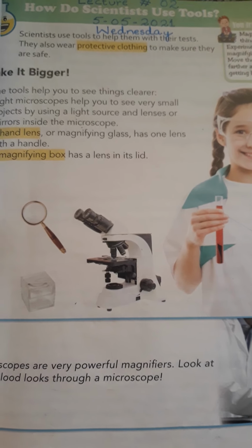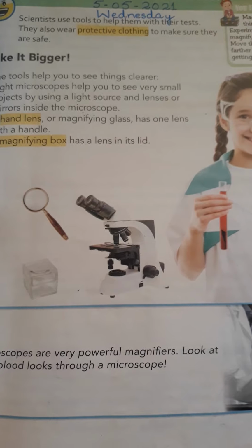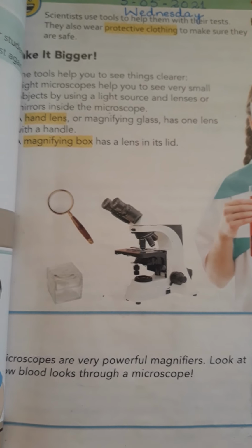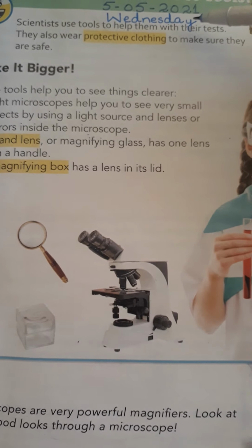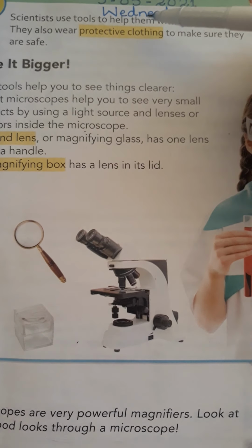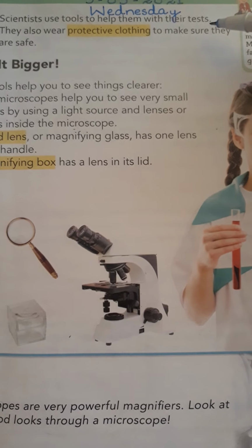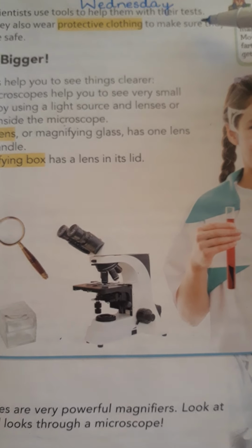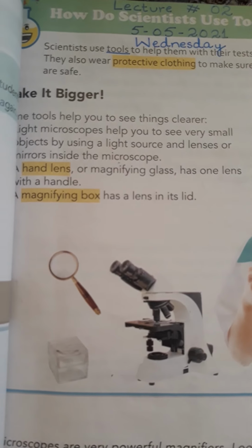Tools are the scientific objects which scientists use to perform any kind of experiment. Okay, put your finger on this line. Scientists use tools to help them with their test. They also wear protective clothing to make sure they are safe. Scientists use different kinds of tools, different kinds of instruments, right? Instrument over tools.